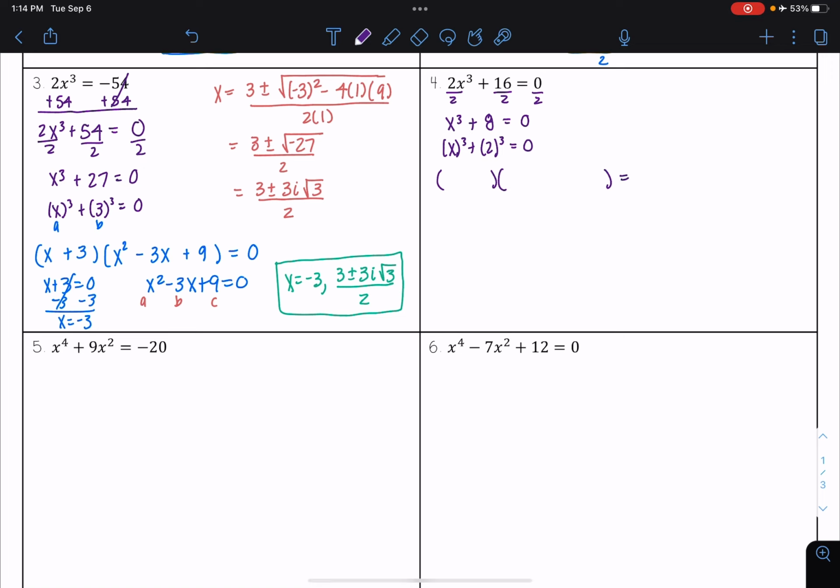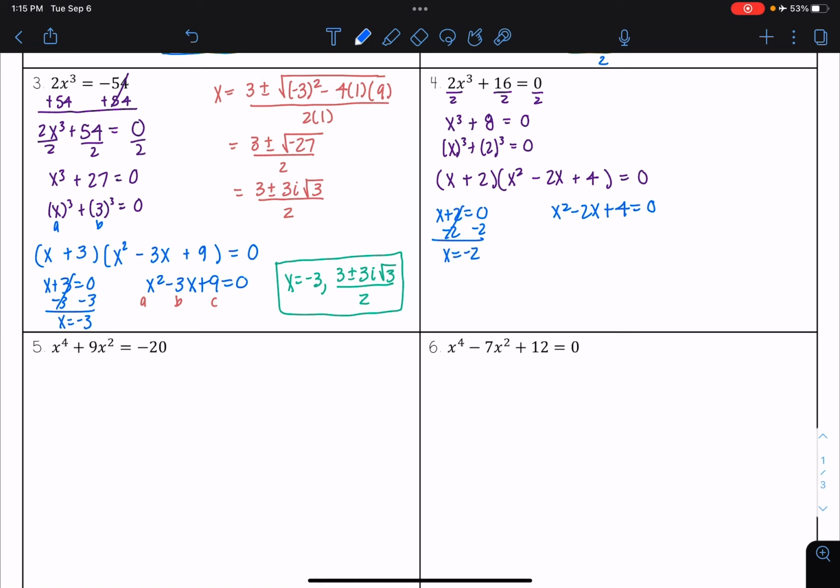So factoring this out, look at my signs, I have same, opposite, always positive. My a here is x, my b is 2, so I have x plus 2. A squared is x squared, b squared is 4, a times b is 2x. And since I have two things multiplying equals 0, that means either one is equal to 0, so I have x plus 2 equals 0, or x squared minus 2x plus 4 is equal to 0. Solving that first one, I get that x is equal to negative 2.